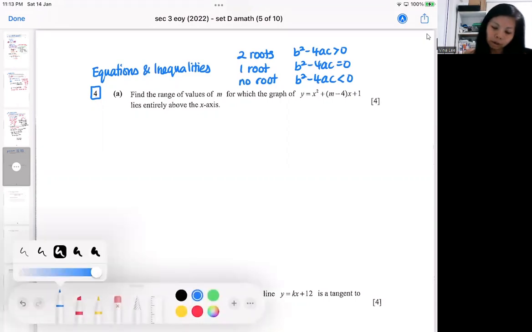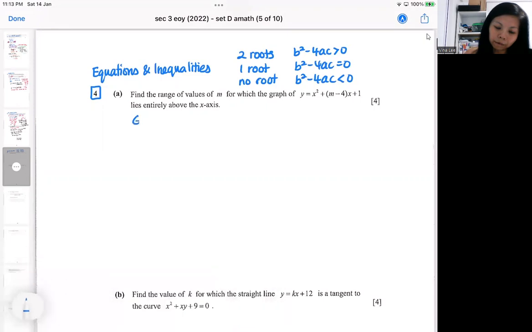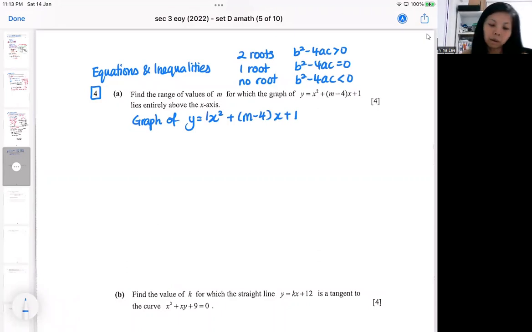So for 4a, we got a quadratic graph. So we got a graph of this. When you recognize that that is a quadratic function, the instinct should be, do you think it's a smile face or a sad face? In this case, it's a positive x squared. So this graph is a smile graph. And the description for the graph is, this is entirely above the x-axis.